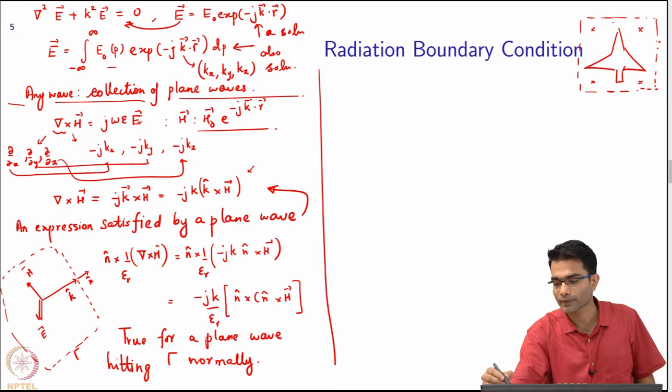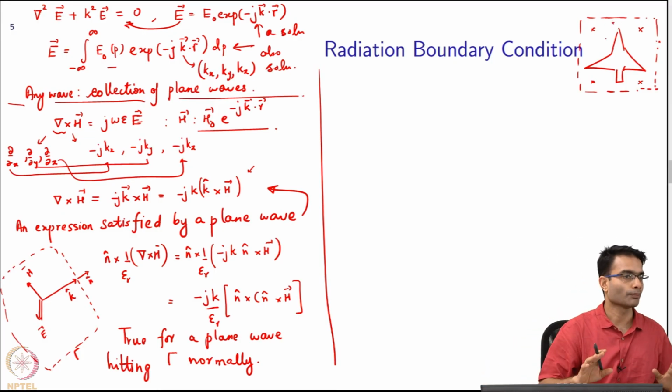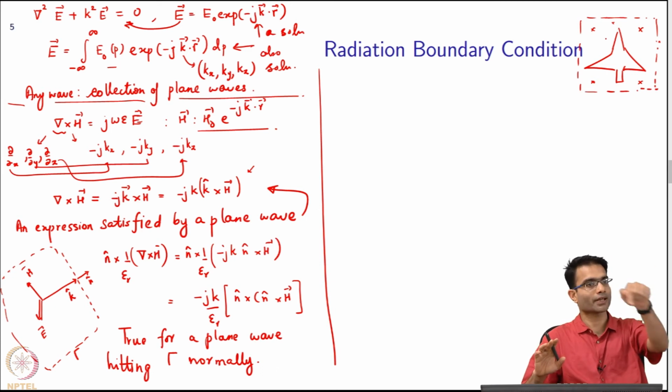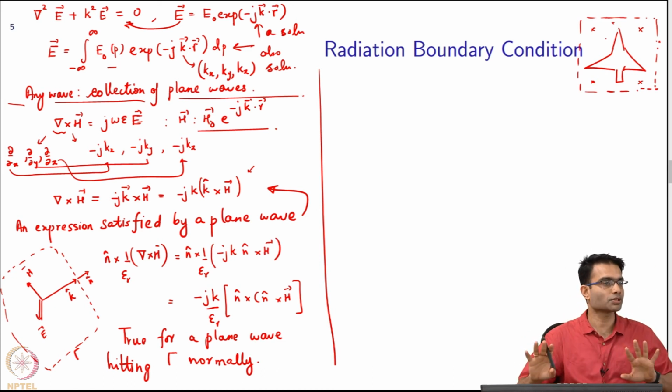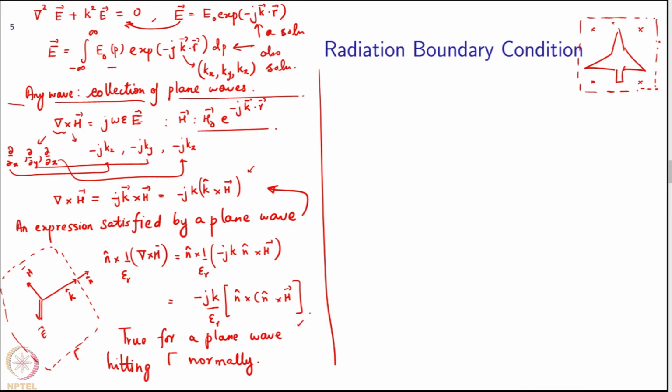But when I do this, when I look anywhere close to the boundary, because it's free space, Maxwell's equation should be satisfied at each point in space. Free space or homogeneous space, I will get a plane wave. So the plane wave solution is valid. Further, if this plane wave were hitting the boundary normally, then this expression holds. So this is what you call either the radiation boundary condition or the first order absorbing boundary condition. By boundary I mean the outermost boundary.